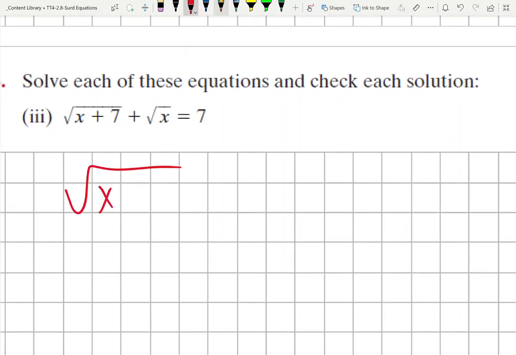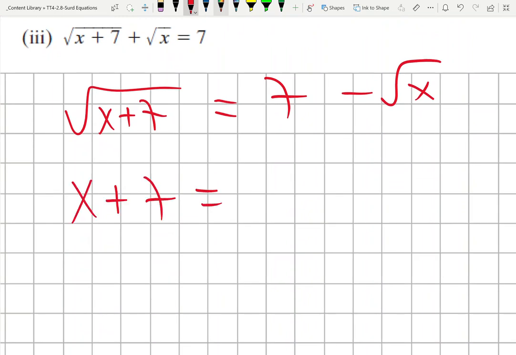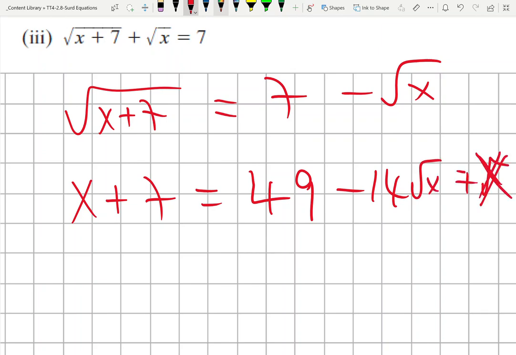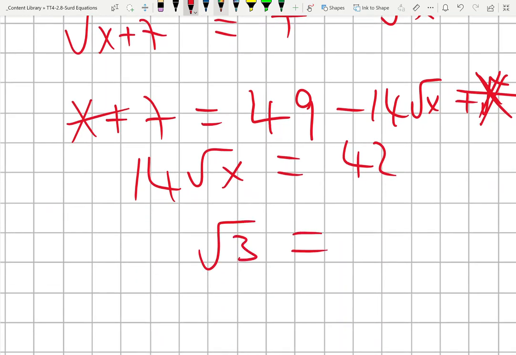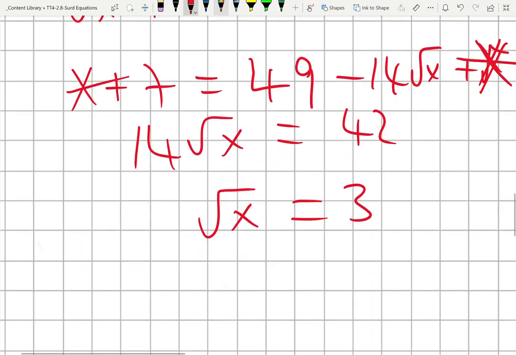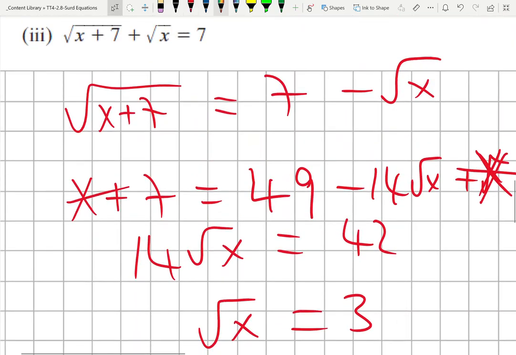Keep the more complicated radicand on its own. Square. Plus x. X's cancel. 14 root x equals 42. Root x equals 3. X equals 9. All we have to do is check it. Root of 16 is 7 take 3. Confirmed.